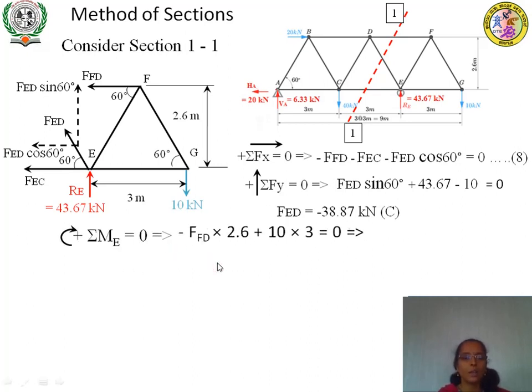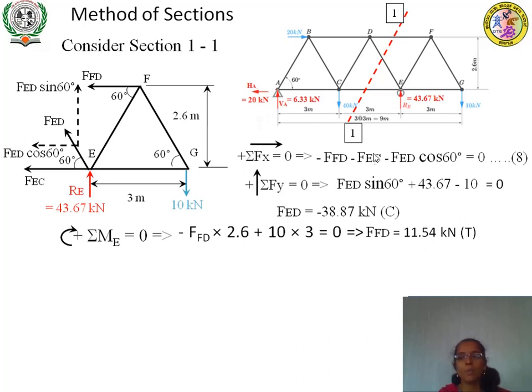So that implies this FD into 2.6, force into perpendicular distance about E is 2.6 meter, and this is inducing anti-clockwise moment about E, therefore minus FD into 2.6, and then this 10 kilonewton, 10 into 3 meters. This is inducing positive moment, that is clockwise moment about E, therefore positive. So that implies FD is equal to 11.54 kilonewton. Positive means tensile. So we have obtained ED and FD.